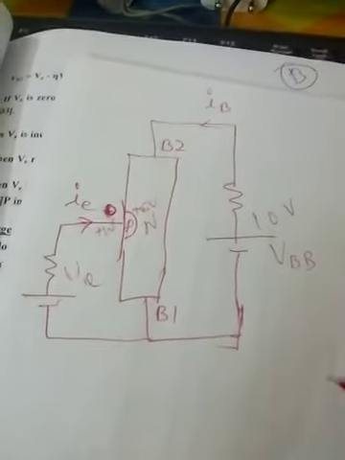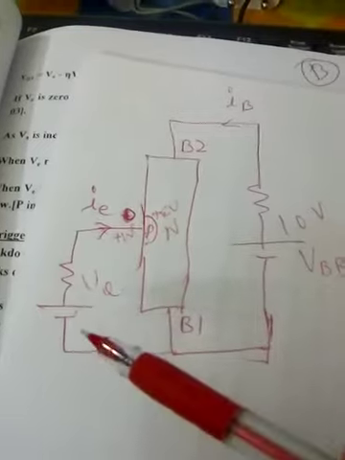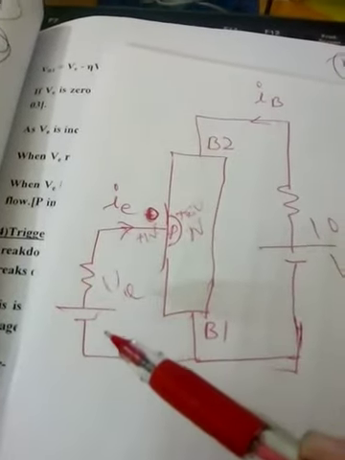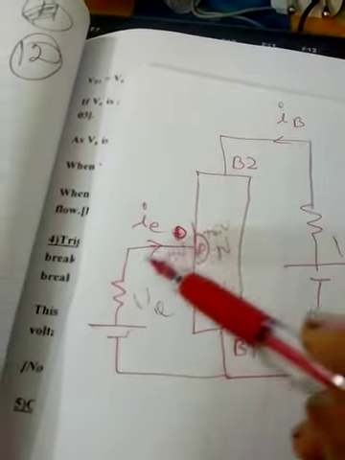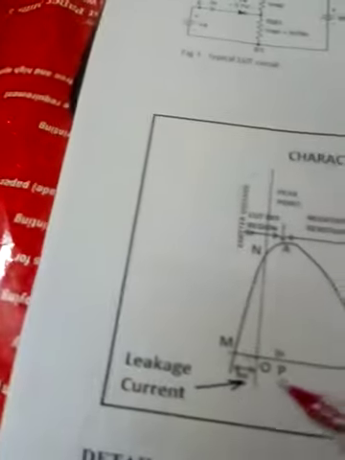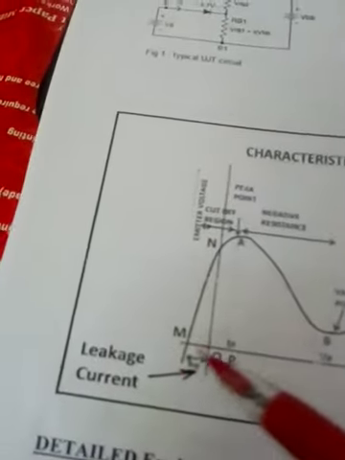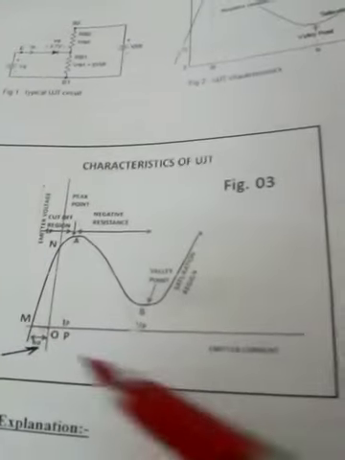Now, as in the previous class we had said, when a voltage of 10 volts is applied here and the emitter voltage is 0, here 10 volts, here 0, a small leakage current will flow here, and that is given in Figure 3 as MP. When the emitter voltage is 0, the emitter current will be negative, MO.